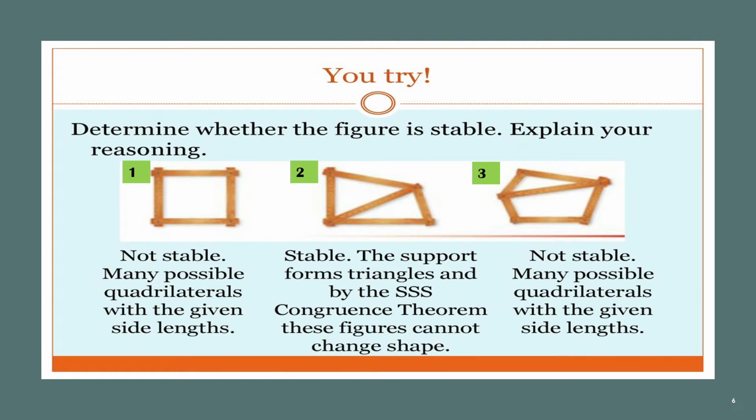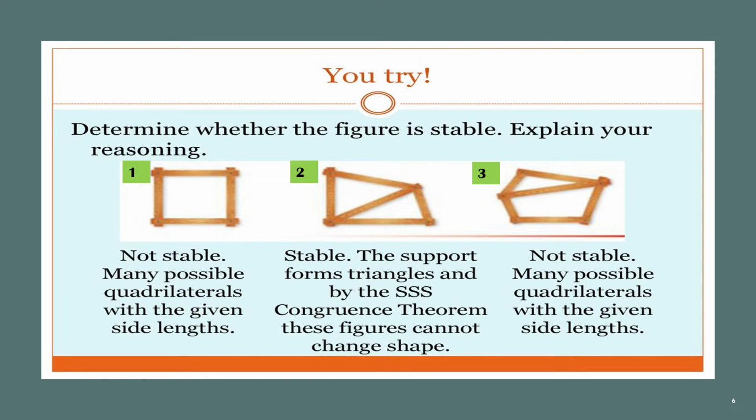Here is the answer. The first figure is not at all stable because it is a rectangle, and if you put pressure, it takes any shape, it becomes a parallelogram. So it changes into the shape of a parallelogram. So it is not at all stable, it can be distorted. The second figure is totally stable, and the support forms triangles by the SSS congruency. SSS means side, side, side, meaning all three sides of one triangle are equal to the other's sides. So this figure cannot change shape, and this is the magic hidden behind the shape of the triangle.